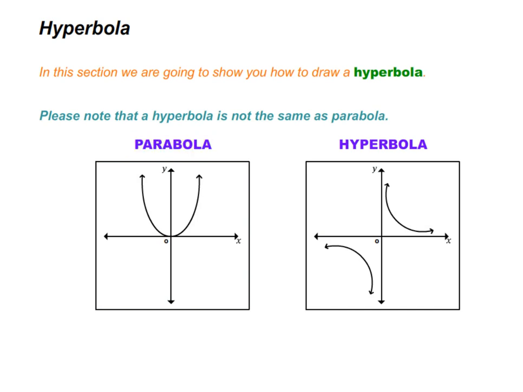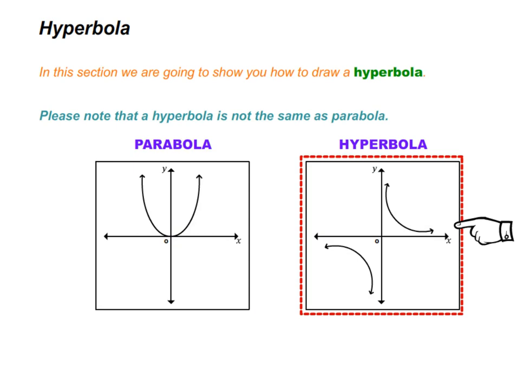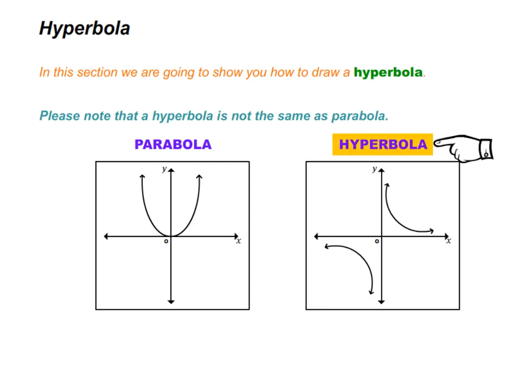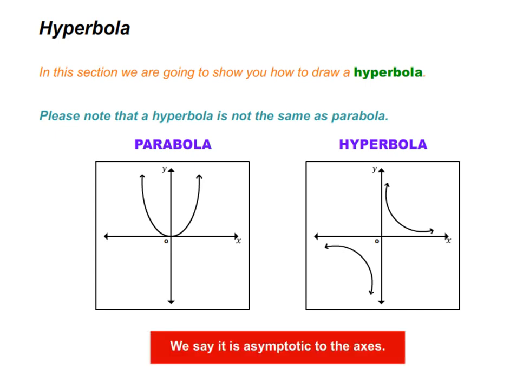This graph touches the x-axis at 0 and also touches the y-axis at 0. Look at the graph on the right. This graph is called a hyperbola. This graph does not touch the x-axis and it does not touch the y-axis. We say it is asymptotic to the axes.